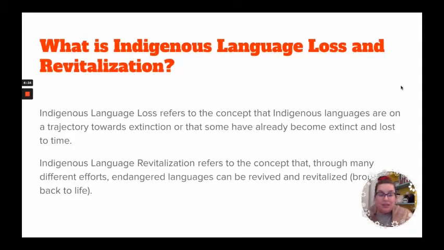What is Indigenous language loss and revitalization? Indigenous language loss refers to the concept that Indigenous languages are on a trajectory towards extinction, or that some have already become extinct and lost to time. Indigenous language revitalization refers to the concept that through many different efforts, endangered languages can be revived and revitalized, or brought back to life.